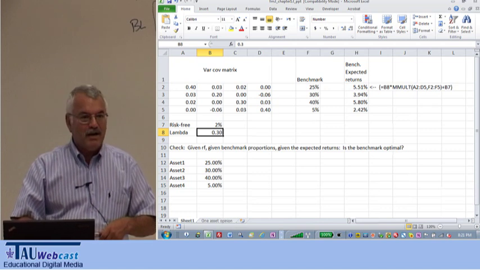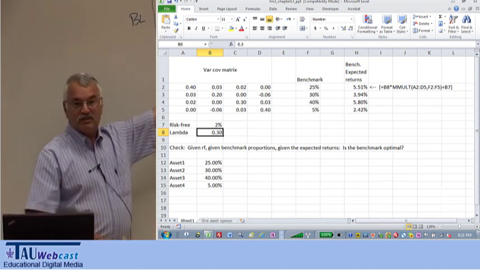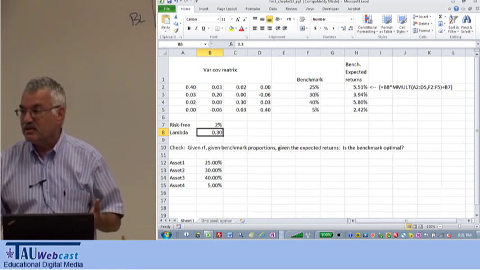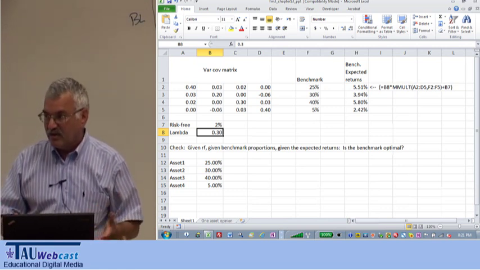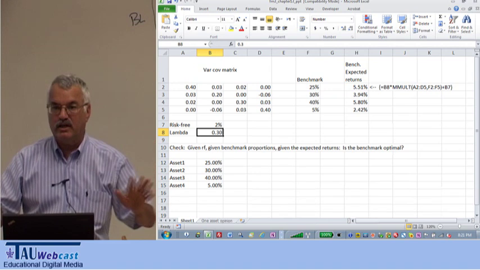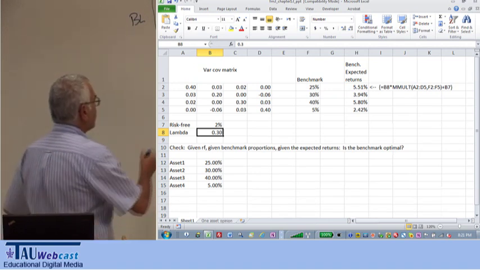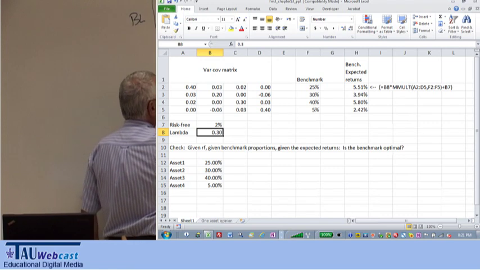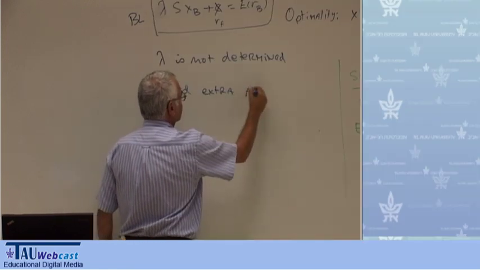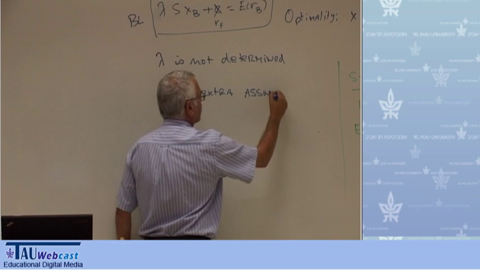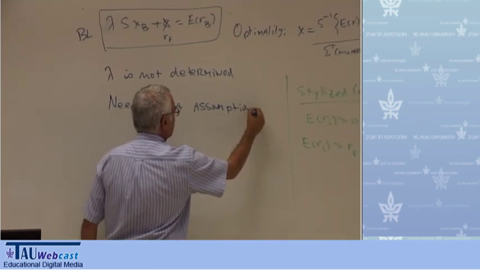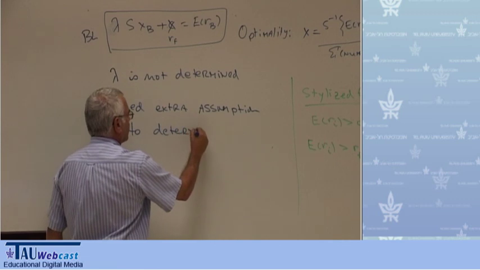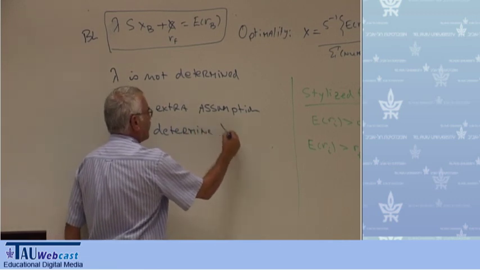So mathematically, this works. That's what I showed you. But economically, what's Lambda? All right, so here's my take on Lambda. You need an extra assumption to determine Lambda.